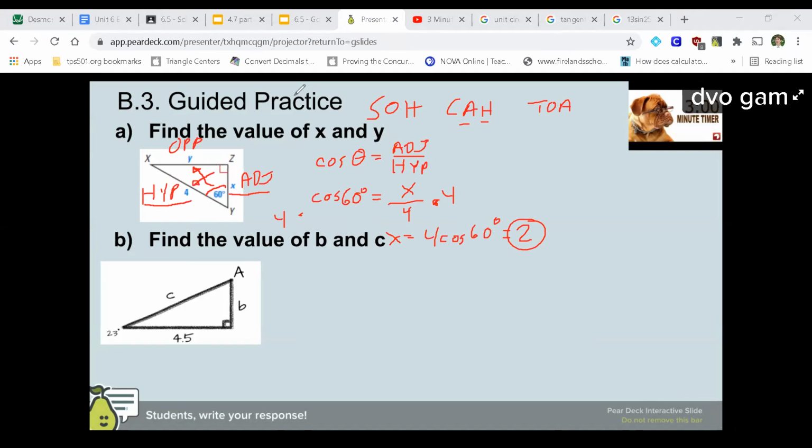To find y, again, we have our labels already done. This time we're trying to find the opposite given the hypotenuse. And which trig function relates opposite and hypotenuse? Well, that's sine. Sine of any angle is opposite over hypotenuse.